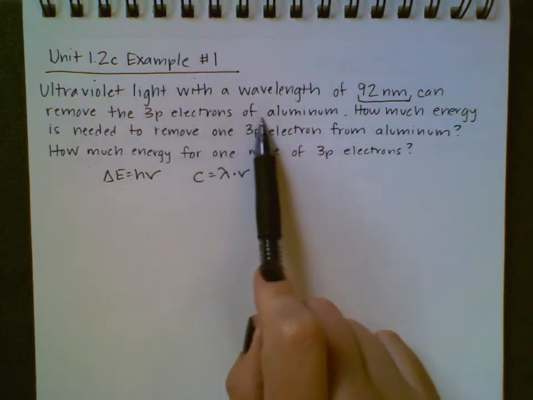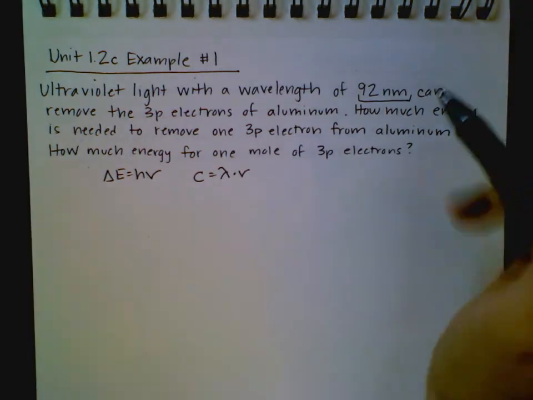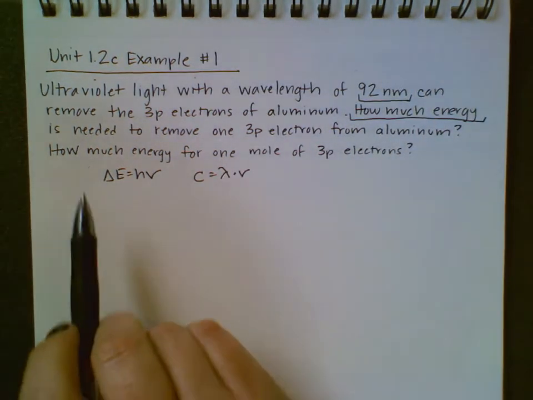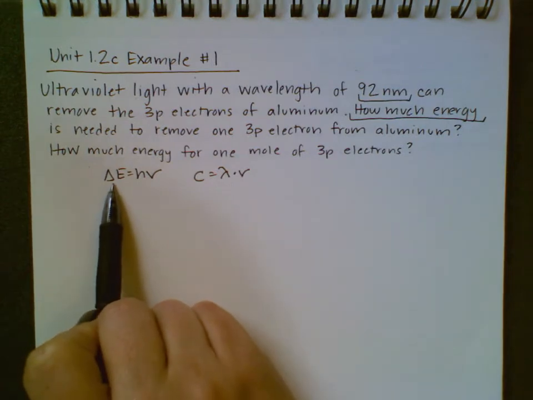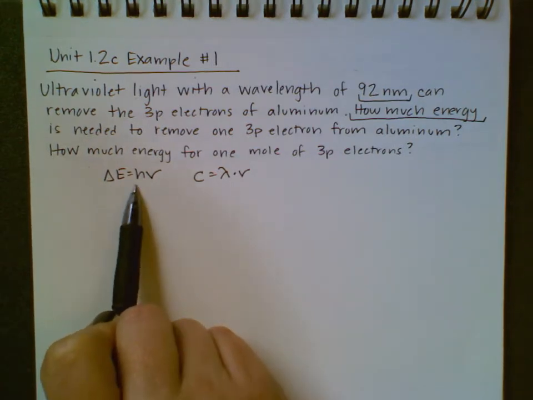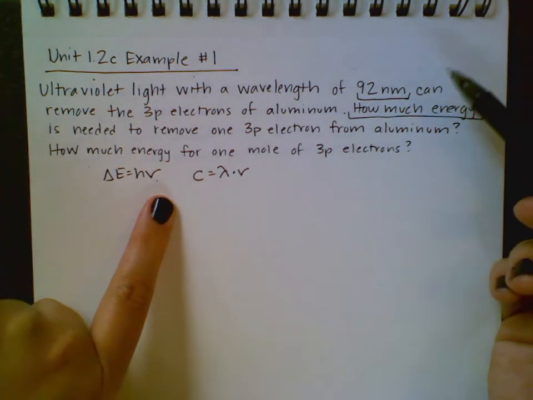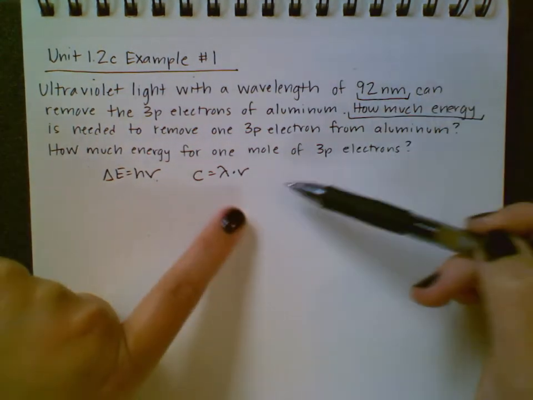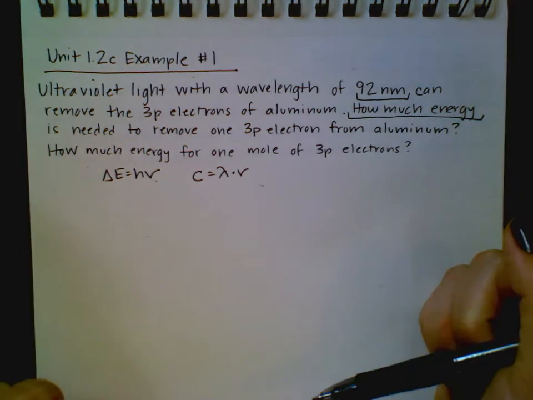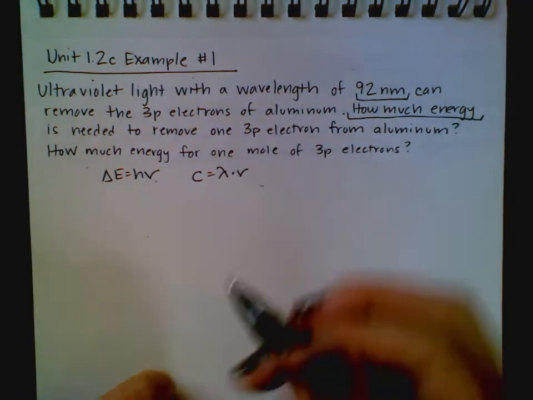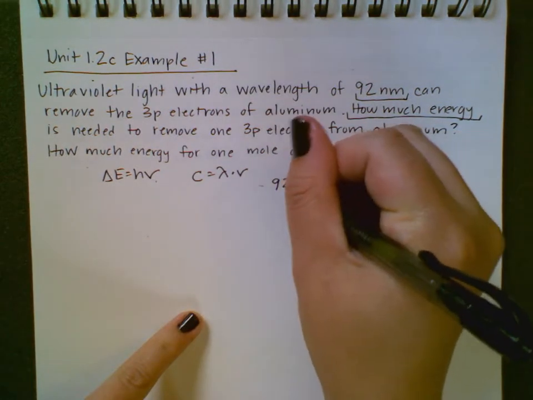There's extra information here, but the thing that's asking me is how much energy. So if we're asking for energy, we are going to need to use the equation E equals h nu. Its frequency is not given in the problem, so that means I'm going to have to use both of these. And that does mean that my 92 nanometers needs to be turned into meters. So I'm going to do that first and foremost.